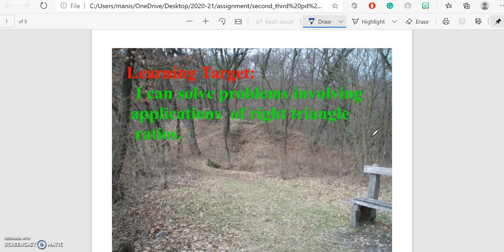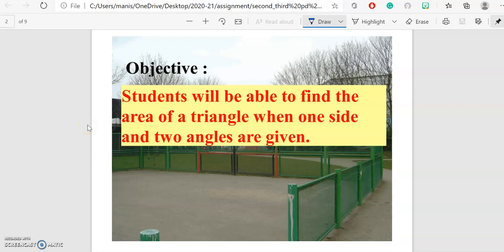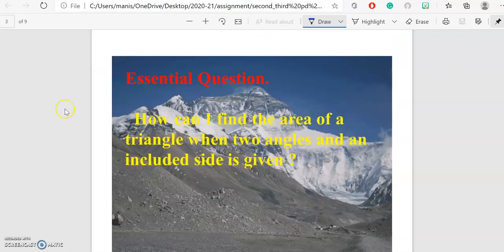Our learning target for the day is I can solve problems involving application of right triangle ratios. Our objective for the day is students will be able to find the area of a triangle when one side and two angles are given. Our essential question of the day is how can I find the area of a triangle when two angles and an included side is given?